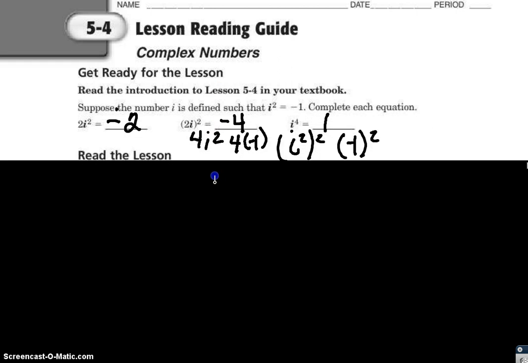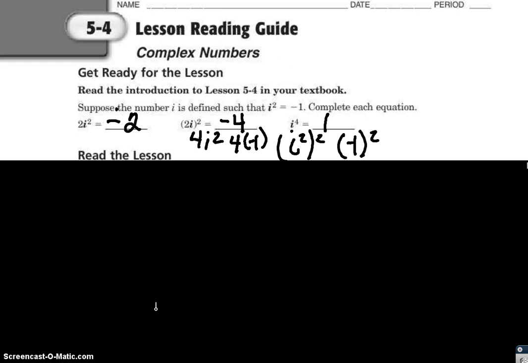So let's look at our first few examples. My first one says, I got 2i squared. So remember, i squared is the same thing as a -1. Okay, so when I have 2 times a -1, I get -2. My next one says (2i) squared. So remember, I got to multiply that out. So 2 squared is 4, and I have i to the second power, which is i squared. So 4 times a -1, I get -4.